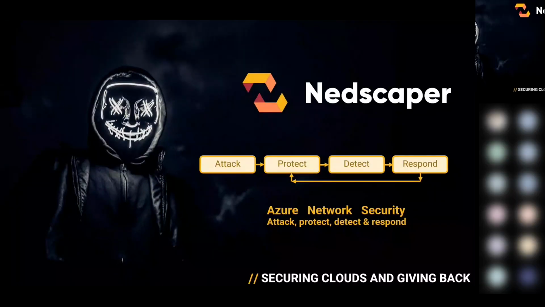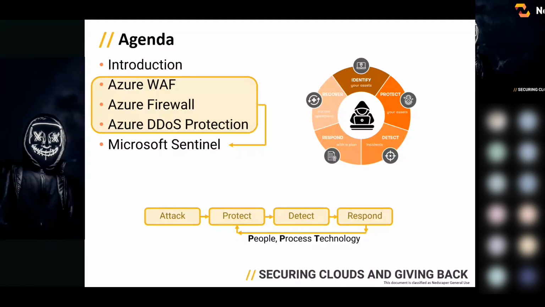So this is the welcome screen you're seeing now. And do you see the agenda now? Yes. Okay. So quick recap, also for the people that joined the call again. The agenda for today, I will skip the Nedscaper introduction, but we are going to talk about the Azure WAF, the Azure Firewall, and the Azure DDoS protection. And finally about Microsoft Sentinel.